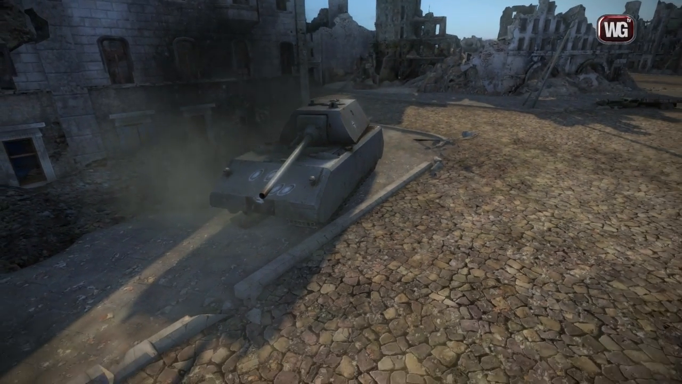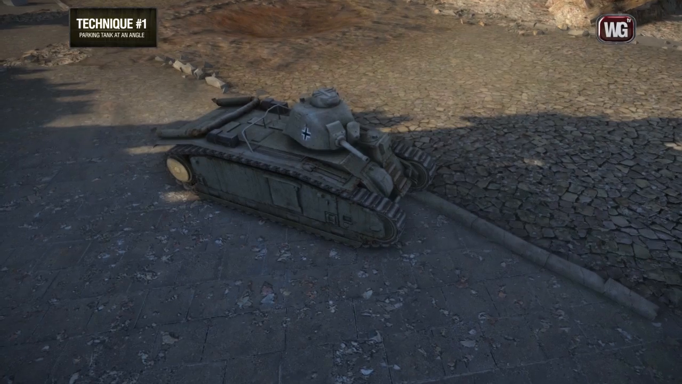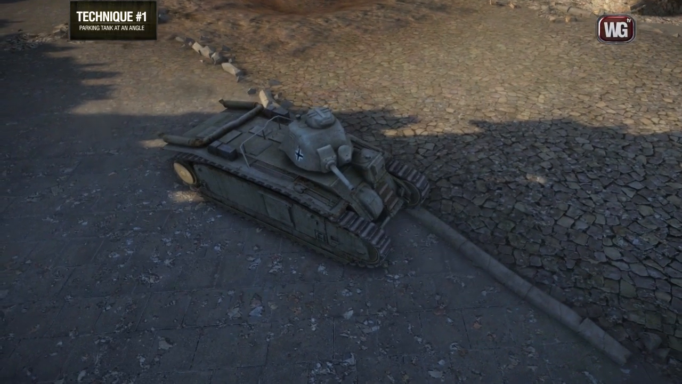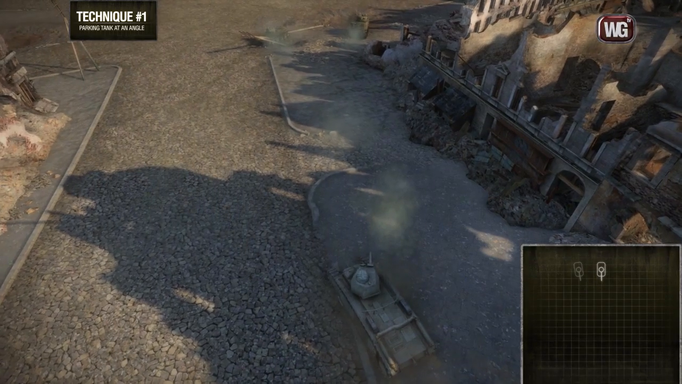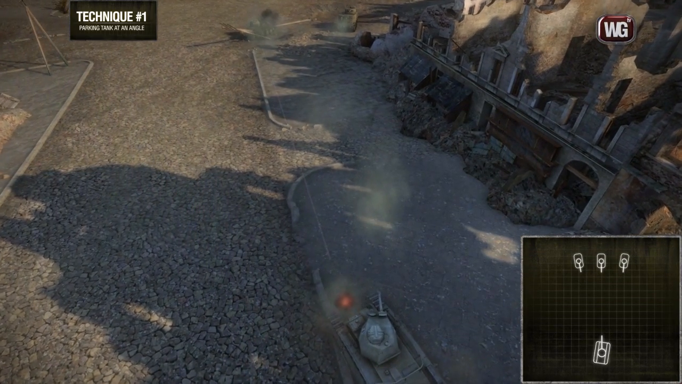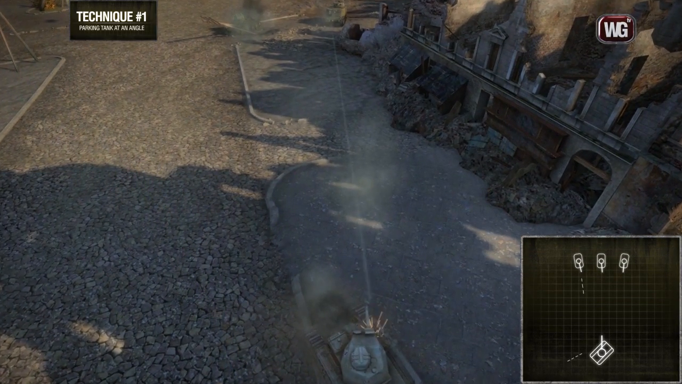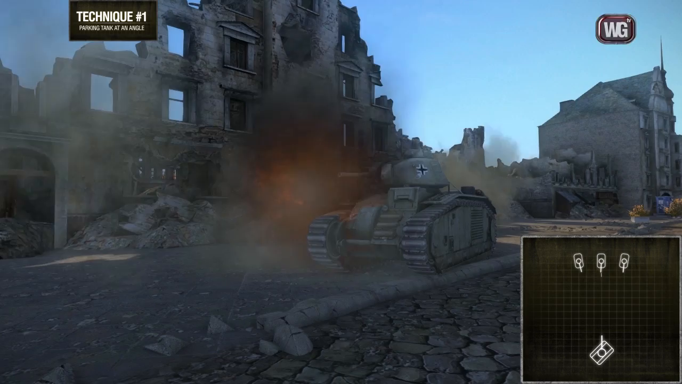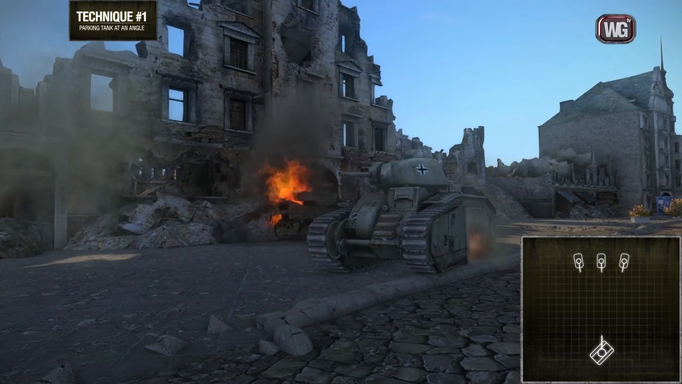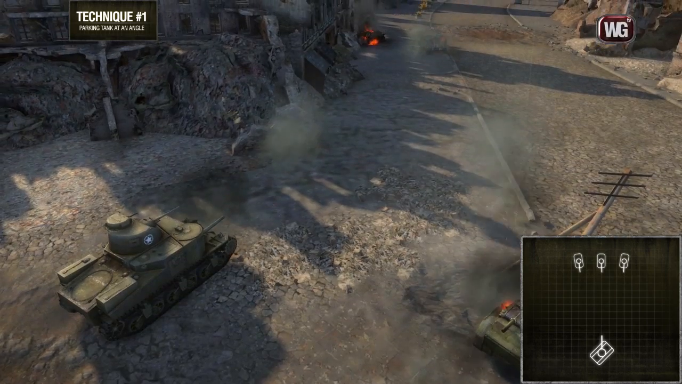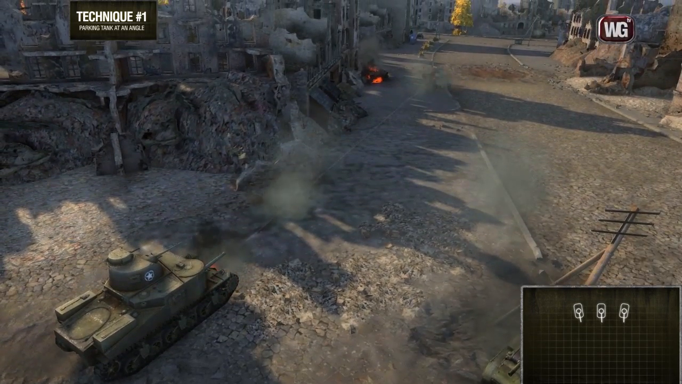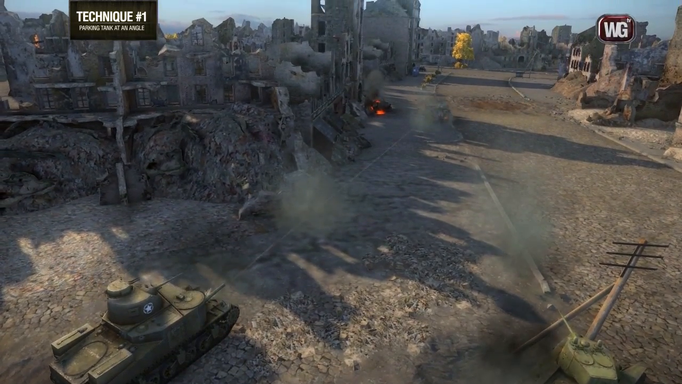So let's go. Technique number 1, parking your tank at an angle. This is the so-called invincibility position. You should position your tank so it is diagonal to enemy tanks, so their shells will hit your armor at an angle and the effective armor thickness will be at its peak. To do this right, you should be familiar with your tank's armor. If you do it just right, the enemy will have considerable difficulties trying to penetrate your armor.